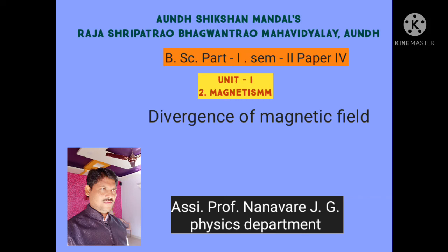Hello everyone. Today's topic is the divergence of magnetic field from the chapter magnetism. The divergence of magnetic field means vector del dot vector B.